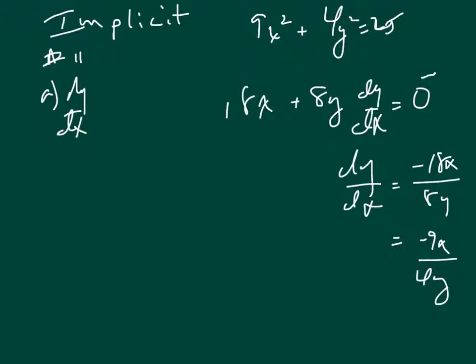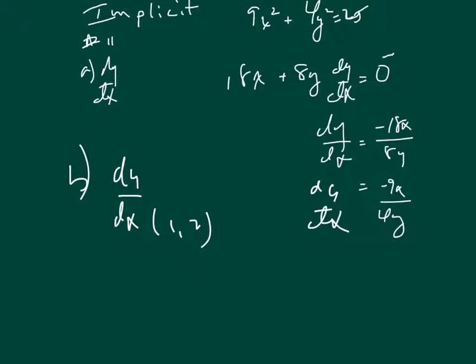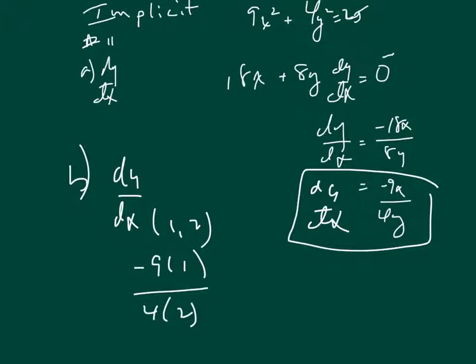So, part B. For part B, they wanted the derivative at the value of 1, 2. We already have the derivative. Right? That's right here. We're going to plug in the value at 1, 2, and we get negative 9 times 1 over 4 times 2, which gives us negative 9 over 8. And so that's going to be part B. Great. Alright, let's look at part C.